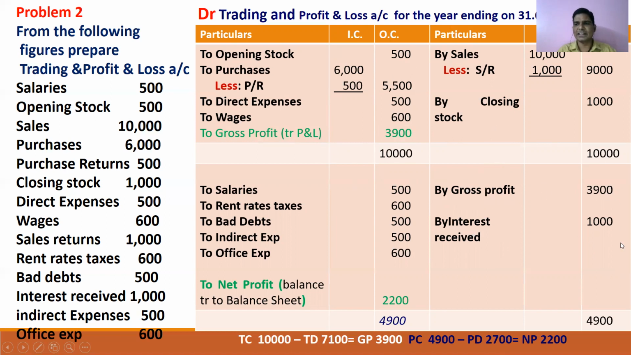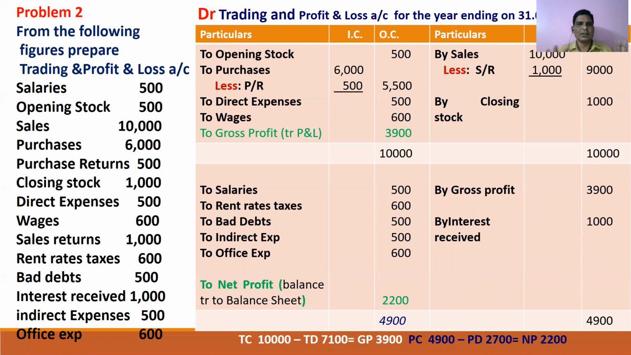Now you see balancing the profit and loss account. PC is 4,900. PD: 500, 600, 1,100, 2,100, 2,700. 4,900 minus PD of 2,700 gives 2,200. Here also the incomes are more than expenditure, so we get net profit 2,200. This net profit is transferred to the balance sheet. Usually net profit is added to capital in the balance sheet.